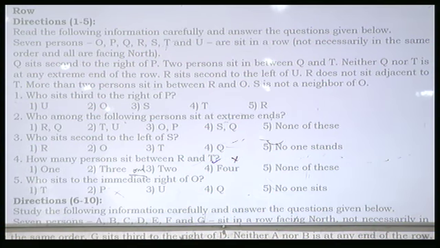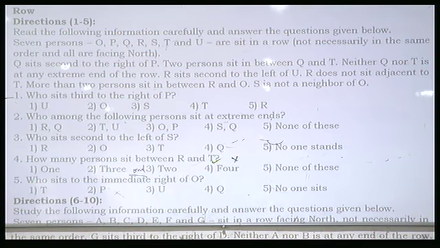How many persons? 1, 2, 3, 4, 5, 6, 7 are there. And out of which Q sits second to the right of P. Q is seated second to the right of P. From where can we start this one? Write down separately rather than putting it anywhere. Q sits second to the right of P.